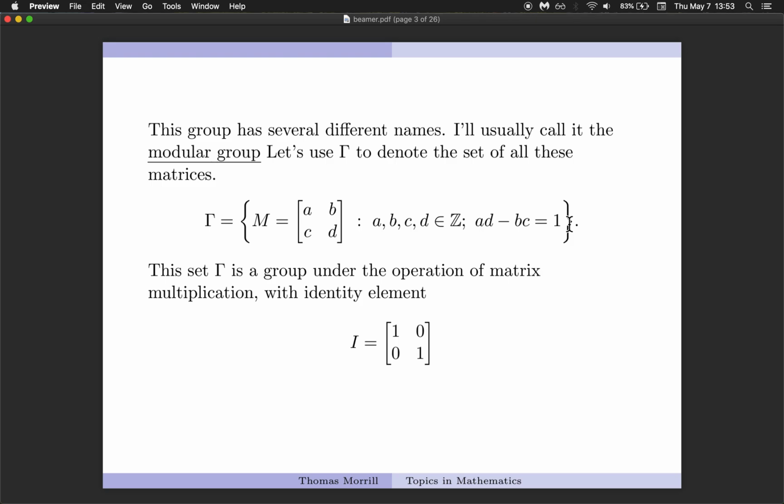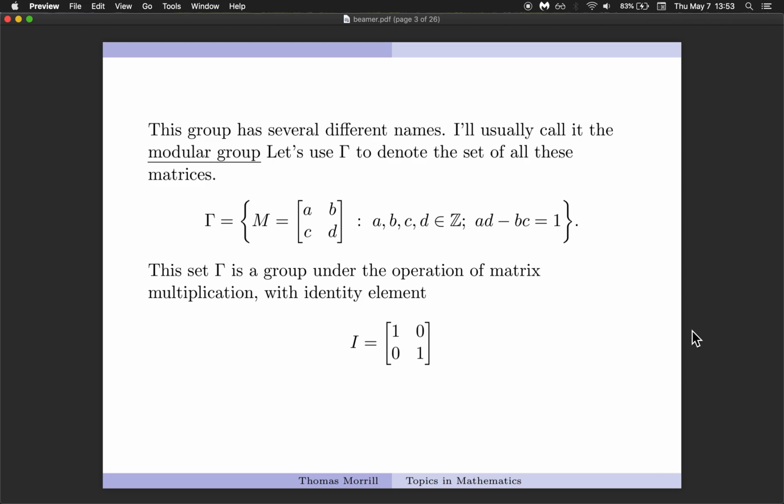And if you multiply any two matrices in this set together, of course I'm talking about matrix multiplication, then you'll get another 2 by 2 matrix with integer coefficients and determinant 1. So our group operation for the modular group gamma is matrix multiplication, and our identity element for this group is the identity matrix, which is the 2 by 2 matrix I equals 1, 0, 0, 1.